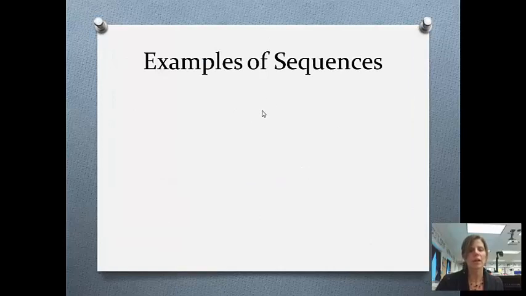All right, a sequence is basically just a collection of terms. We usually have a first term, second term, third term. You are used to working with geometric sequences and arithmetic sequences from geometry. So I'm just going to give you a few sequences, and then I'm just going to give you a little taste of what we will be doing when we study sequences.